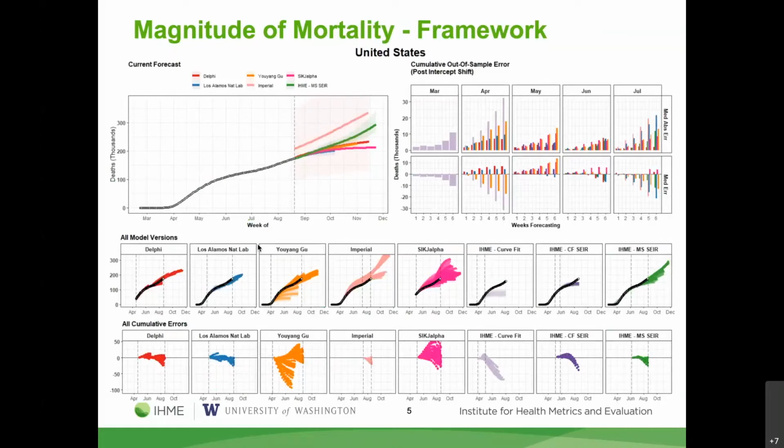So this particular view allows us to assess what models are currently saying about the cumulative mortality in the United States. In the top left, we see this displays the most recent model version for each of these models. Down in the middle here, if you can see my mouse, this is all historical versions overlaid for each of the models. Down below is all the model errors compared to the JHU data, which we're calling truth. And in the top right, we're able to calculate statistics on modeling performance by month and by week of forecasting.